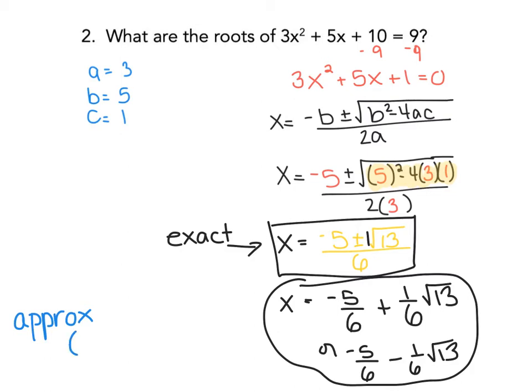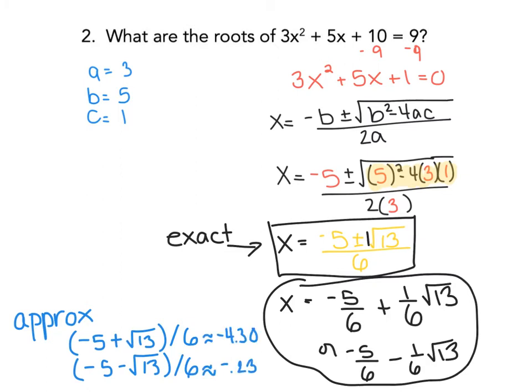When you do it, you make sure you have the top, negative 5 plus root 13. You may need to add parentheses, /6, and then you do negative 5 minus root 13, close your parentheses, /6. And there are my 2 answers to the nearest hundredth. Okay, so my parabola would cross at negative 4.3 and negative 0.23.